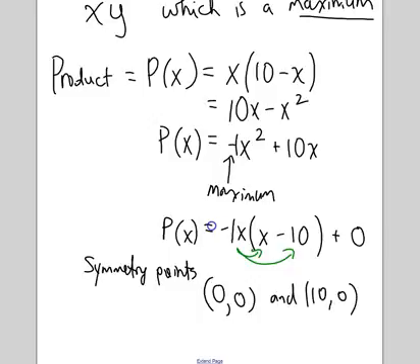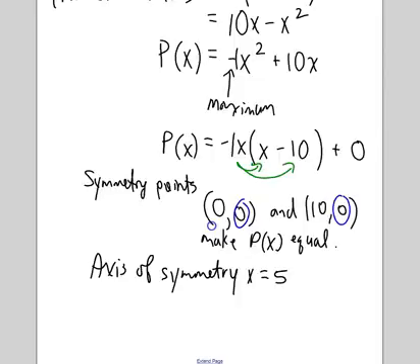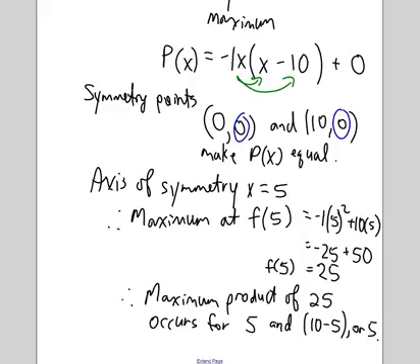Those would be the 2 values that would make p of x equal, which means that they're equidistant from the axis of symmetry. Now the axis of symmetry must be midway between them, so the axis of symmetry is our next step, which would be x equals 5. Okay, x equals 5, so therefore the maximum in this case would be at f of 5, which here we can calculate. So the remainder of the solution is just stating the maximum and then going back and stating the 2 values which would give that maximum product, 5 and 5.